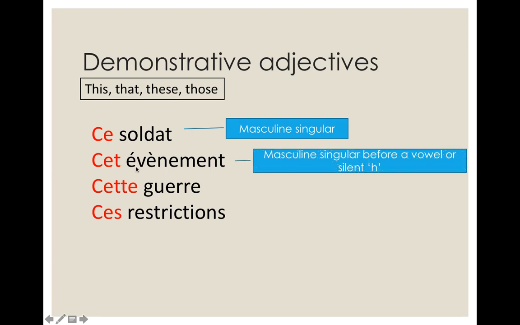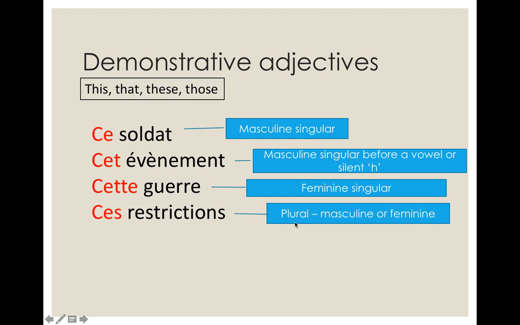If we have a word that begins with a vowel or a silent H, but it's still masculine singular, we use this special form, cet, C-E-T. It's kind of like a masculine form of the feminine one, cette guerre. And that's just so that it sounds nice, because if we said ce événement, it wouldn't sound pretty in French. The feminine singular form is cette, C-E-T-T-E, cette guerre, this war or that war. And ces restrictions is plural, masculine or feminine.